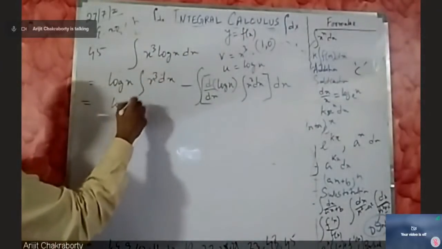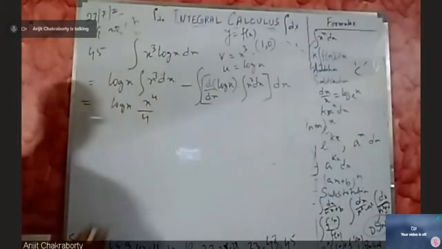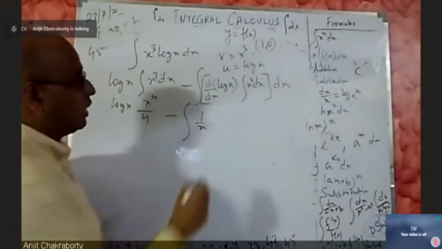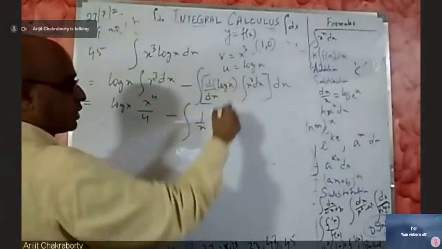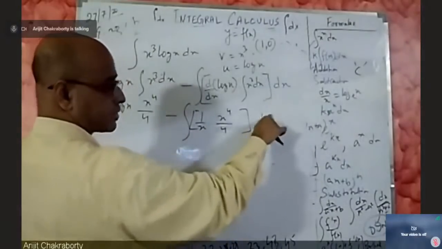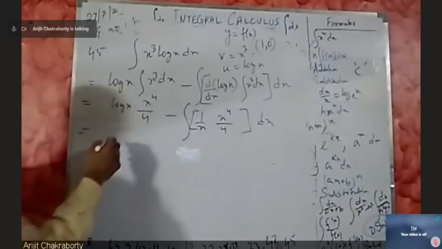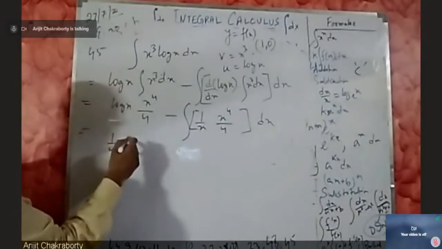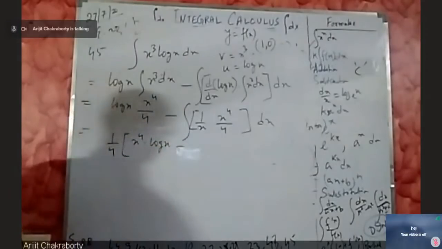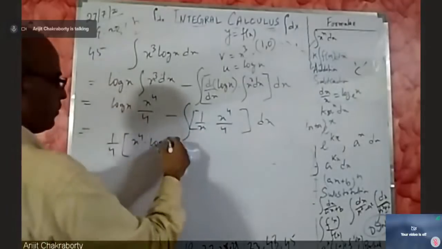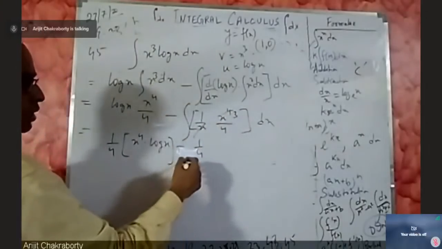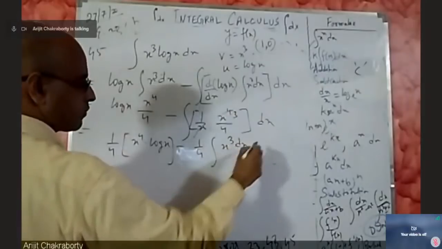Log x into x to the power 4 by 4 minus d/dx of log x is 1 by x. X cube dx, integration gives me x to the power 4 by 4 and the full I have to integrate again. This dx comes here. So what I get is 1 by 4, if I take out from here, I get x to the power 4 into log x minus, here I am getting 1 by 4 outside, x cancels, so I get x cube. So 1 by 4 is outside and I get x cube dx.